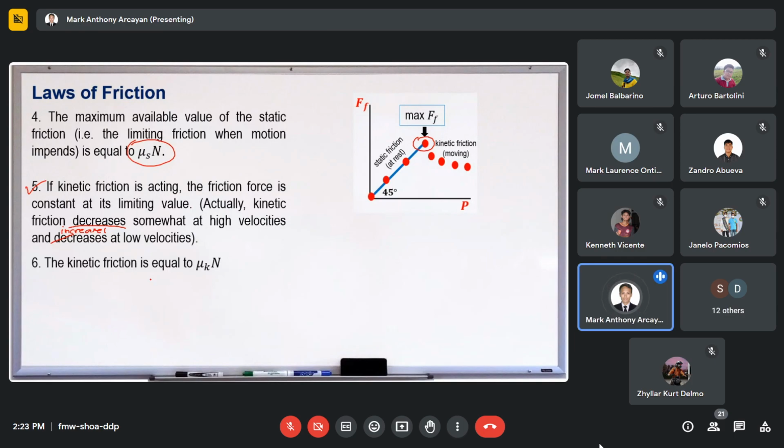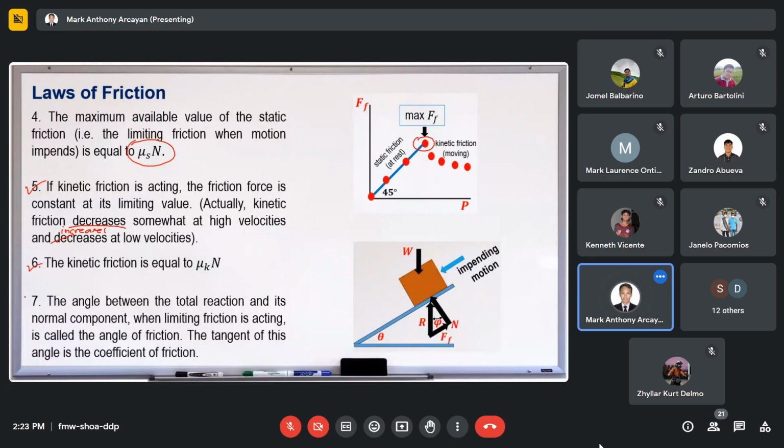Okay? Then to calculate the kinetic friction, use the formula mu k n, wherein mu k here is the coefficient of kinetic friction and n is equal to the normal force. This n is not always equal to the weight. It depends on the orientation of the particle or the object.